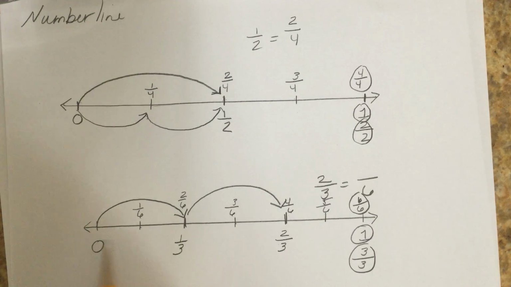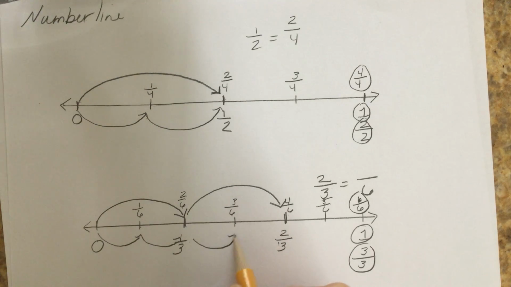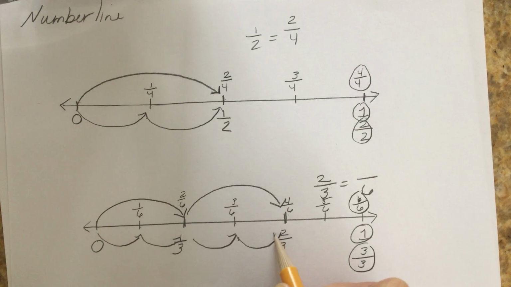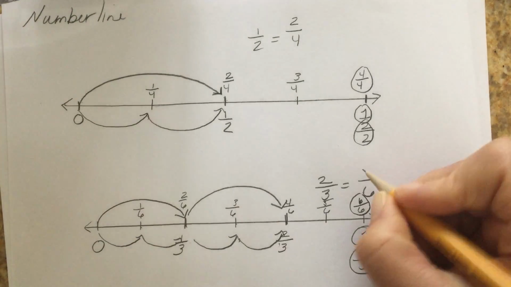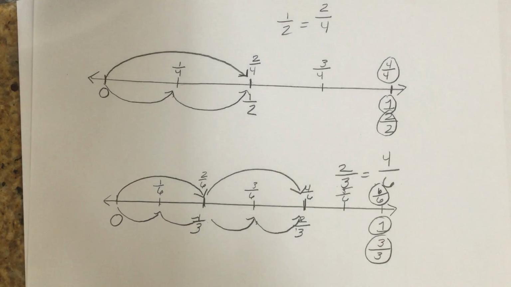So if I want to see how many sixths make 2/3, well, I've got 1/6, 2/6, 3/6, 4/6. So 2/3 is equal to 4/6.